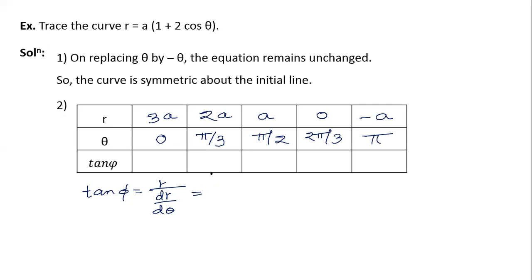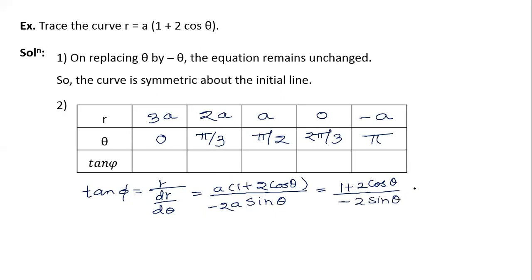So r is equal to a times 1 plus 2 cos theta. Am I correct? Okay. Then dr by d theta is a times minus 2 sin theta. So tan phi is equal to 1 plus 2 cos theta upon minus 2 sin theta. Okay.